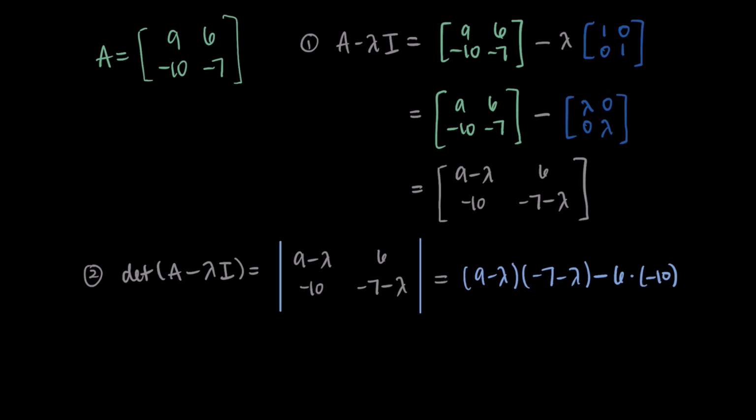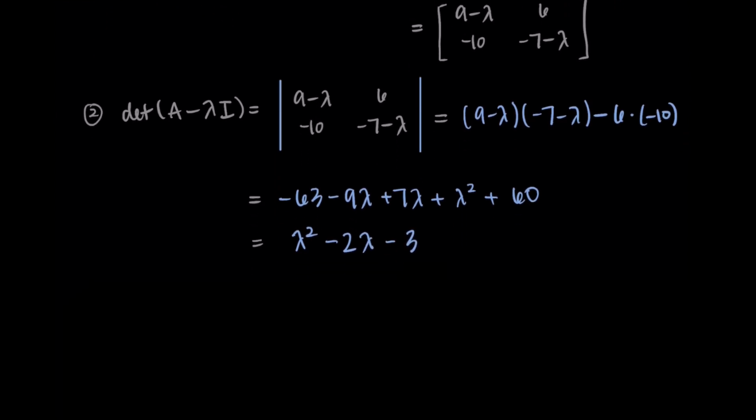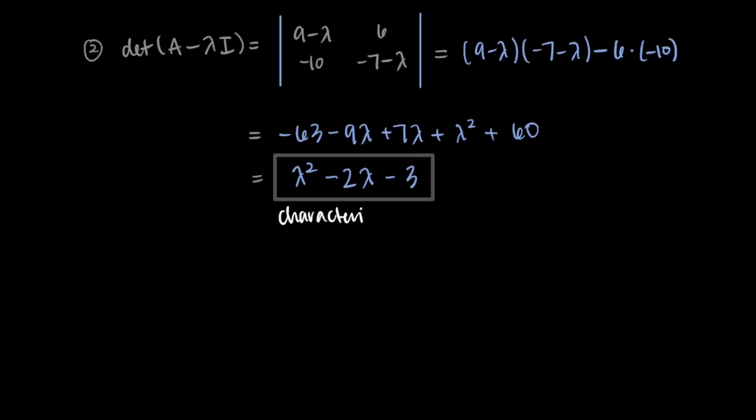Alright, so we're getting our characteristic polynomial here. This just looks a little messy as it's written, and we're going to need to set this equal to 0 in the next step, so I'll go ahead and simplify it now. Let's distribute everything and combine like terms. So first I'm doing 9 times -7 is -63. Then I have minus 9 lambda plus 7 lambda, and then plus lambda squared. Then I have a plus 60 at the end. So combining like terms, I'm getting lambda squared minus 2 lambda minus 3. And this is my characteristic polynomial for the matrix A.